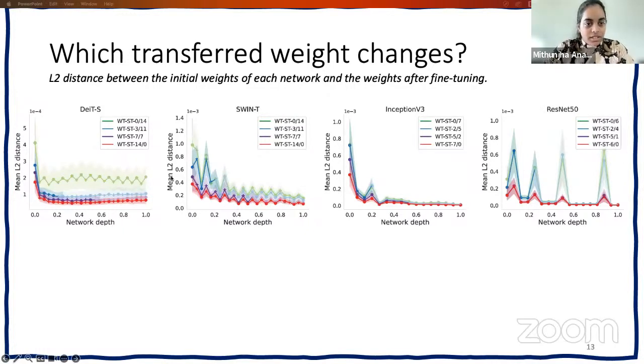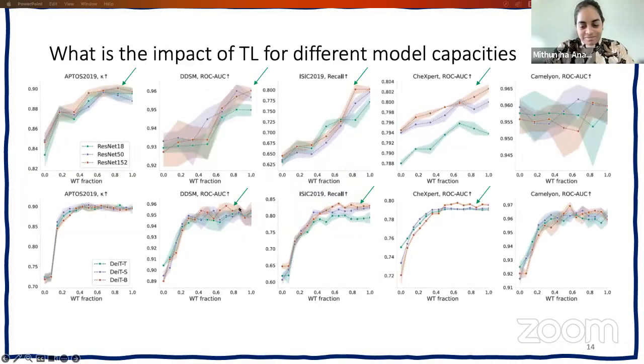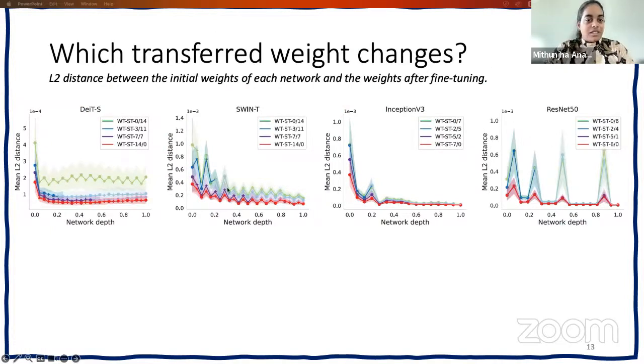Here also you can see the green curve is on top of the red curve, which means that after state transfer, the weights change by a lot. But according to the red curve, the weight-transferred weights are not changing a lot even after fine tuning.